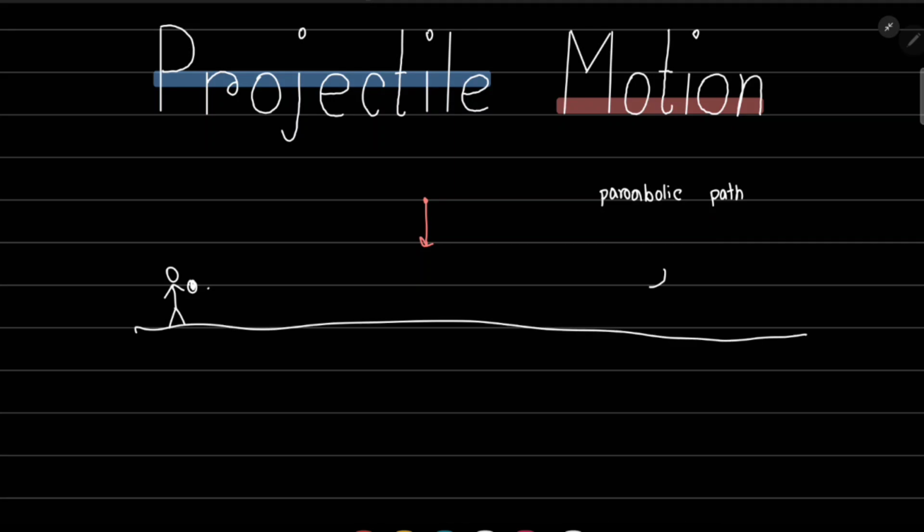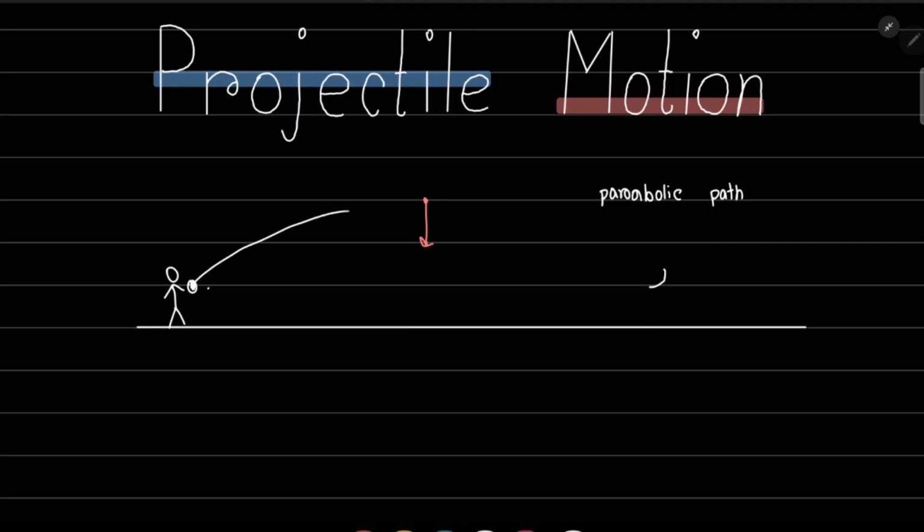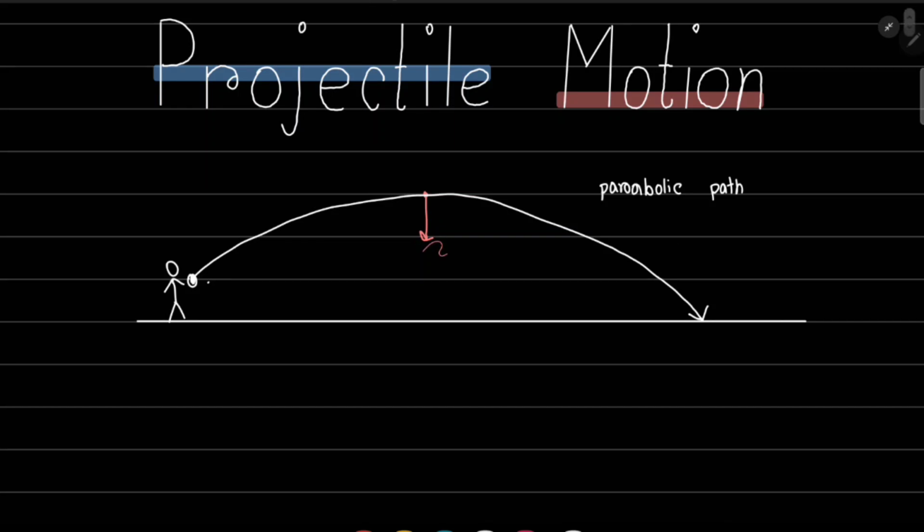This would be more complete. This is the ground, so it moves in a way like this. The shape of this path is called parabolic, and throughout the journey you have gravity acting on it, and the force of the gravity is just the weight of the ball.